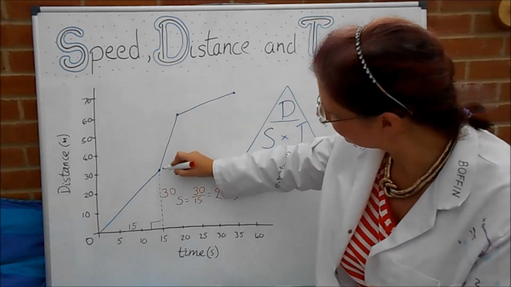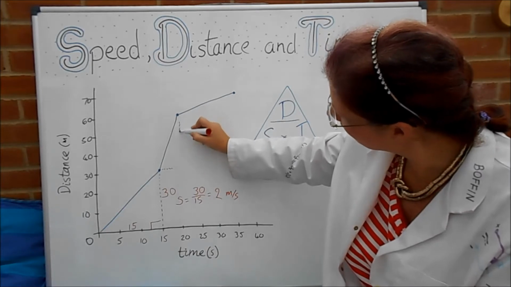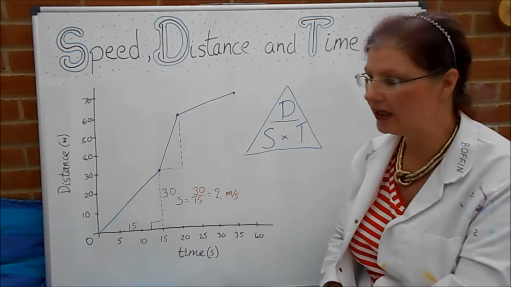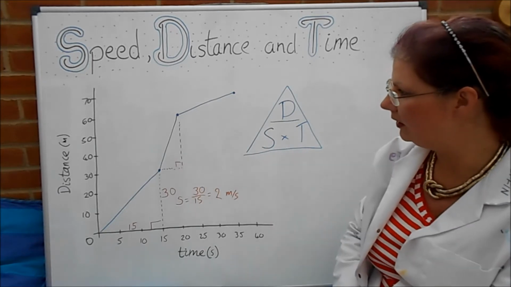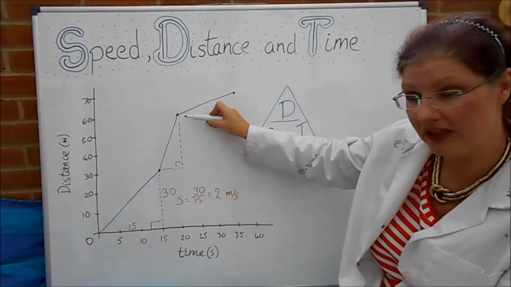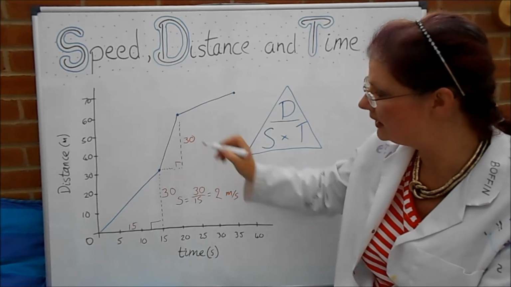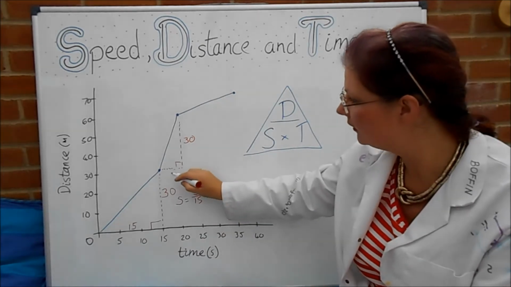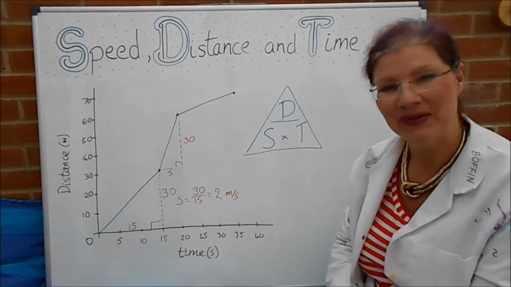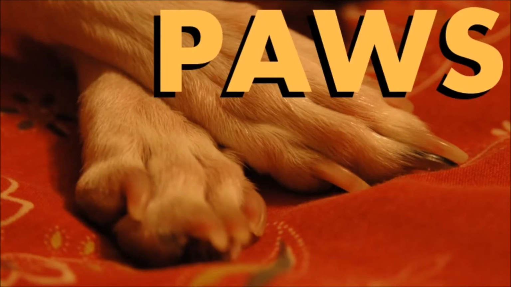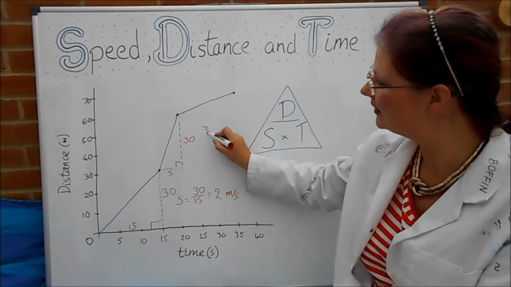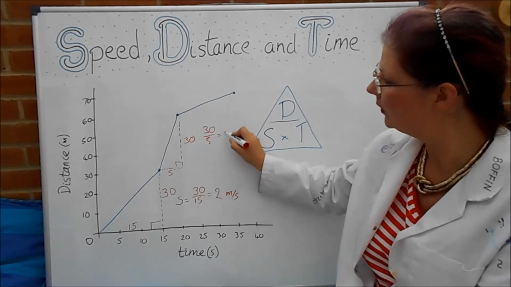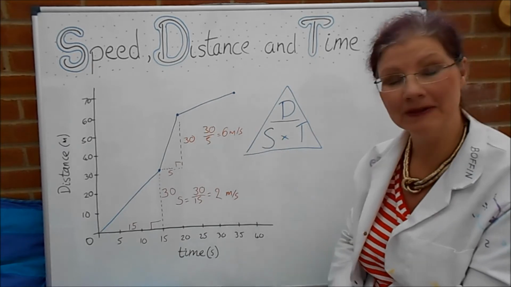Second bit up here. Now we haven't got an axis on here, so we'll draw our own little triangle in there. The height of the triangle is from 30 up to 60, so that's another 30 metres. But the width this time is different, from 15 across to 20, so that's just 5 seconds. Okay, pause the video and work out the speed for that please. You should have this. The speed is distance over time, which is 6 metres per second.